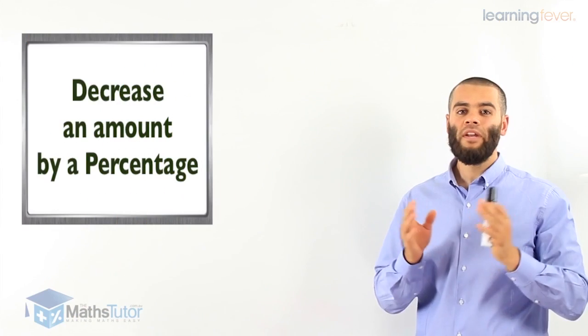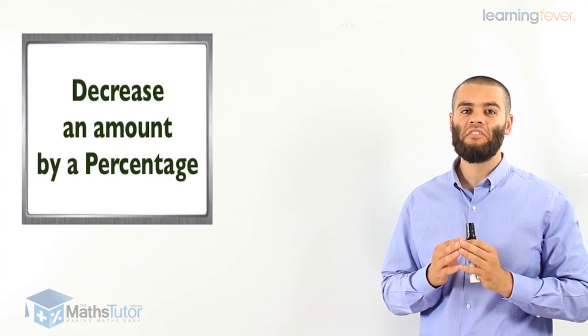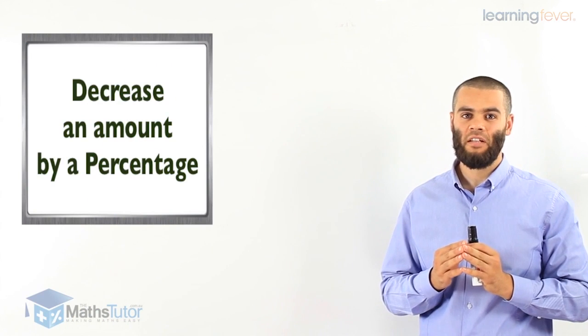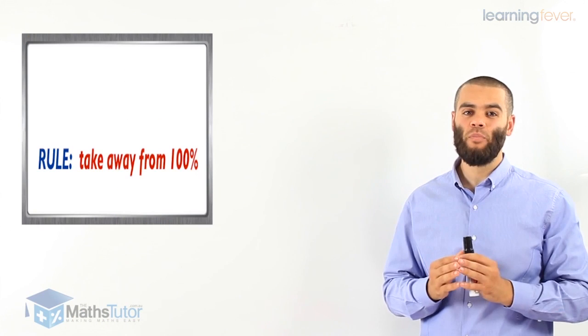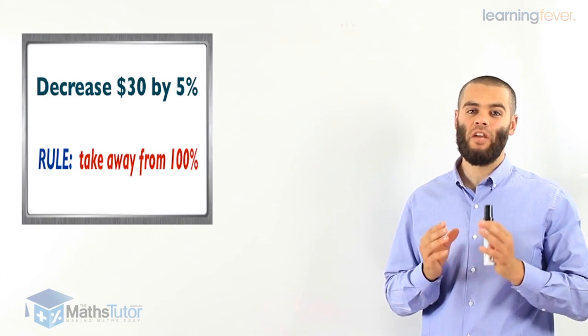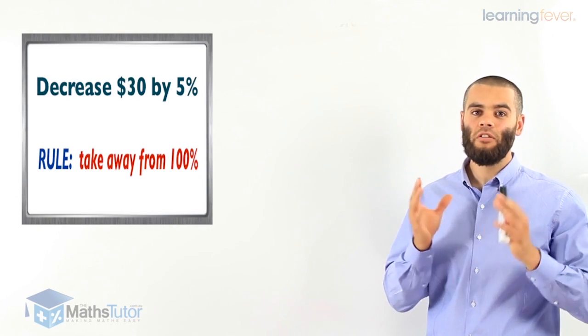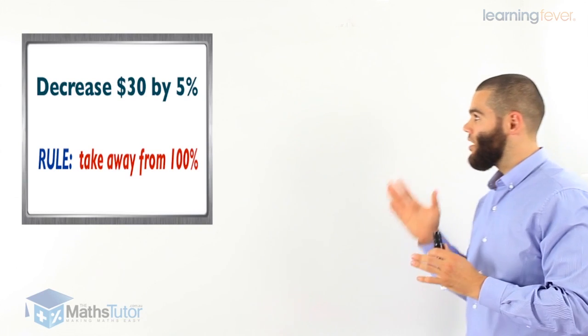Hey guys, we're now going to learn how to decrease an amount by a certain percent. How do we do that? We basically take away the percent from 100% and then times it by the amount. Let's look at the example to understand it even better.